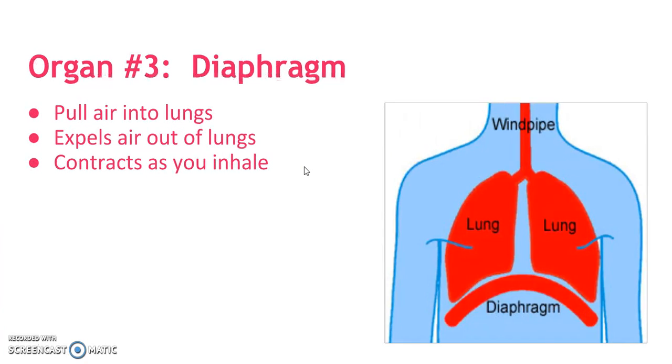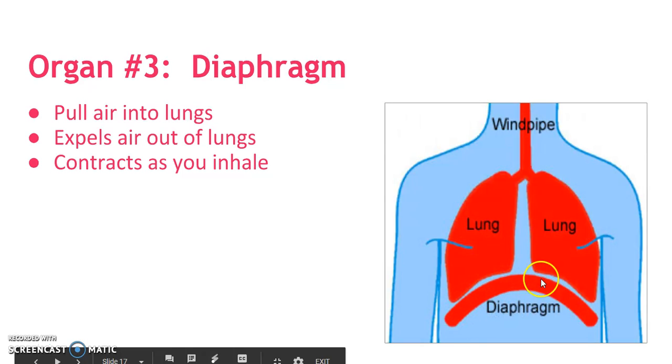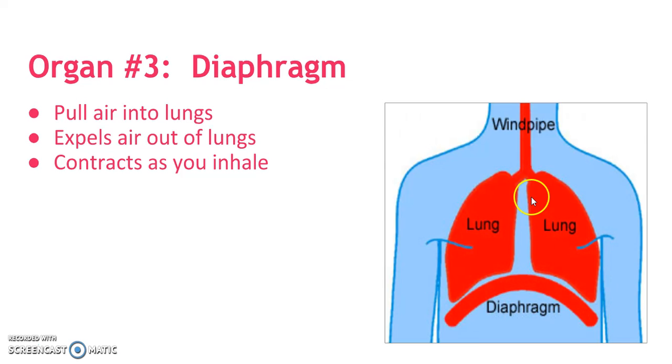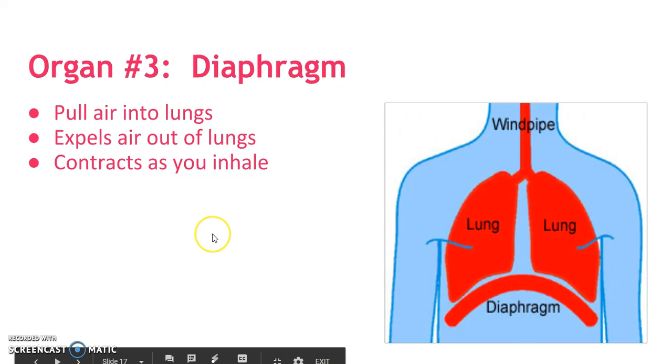The third one is the diaphragm. The diaphragm is a muscle that's underneath your lungs. You can see right here. What happens is as the diaphragm contracts, it lowers itself, causing air to go into the lungs. And then when you breathe out, this diaphragm relaxes and it actually pushes back up, which forces air out of your lungs. So your diaphragm is really what allows you to breathe. It's what causes the lungs to inhale and exhale. Diaphragm.